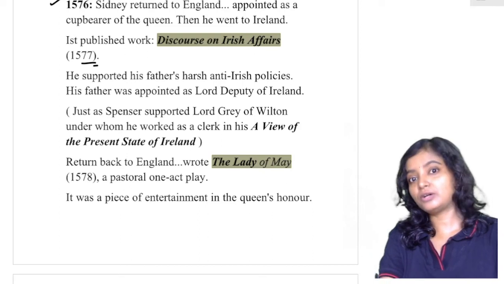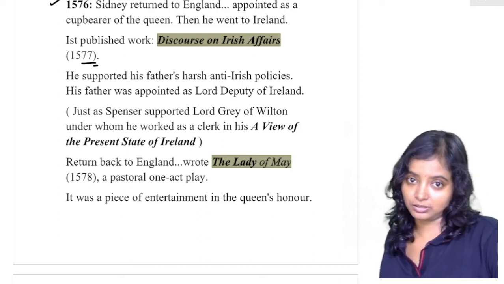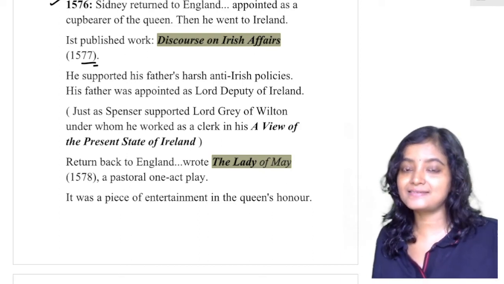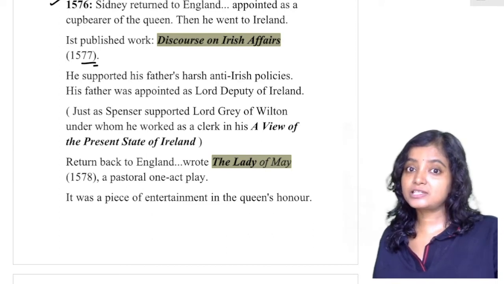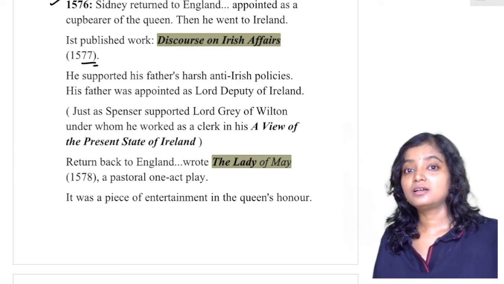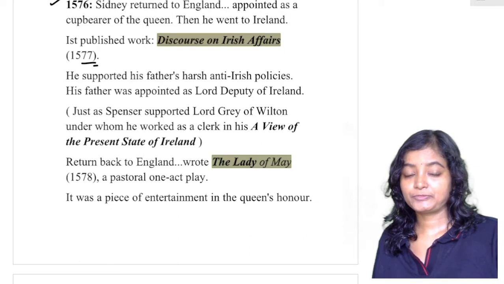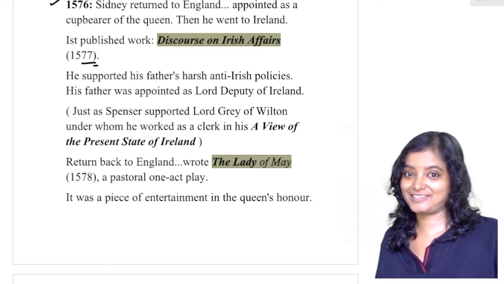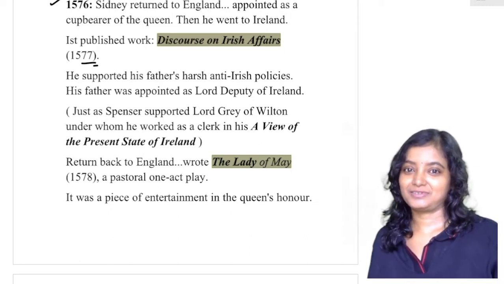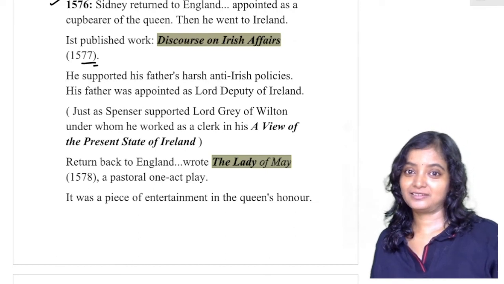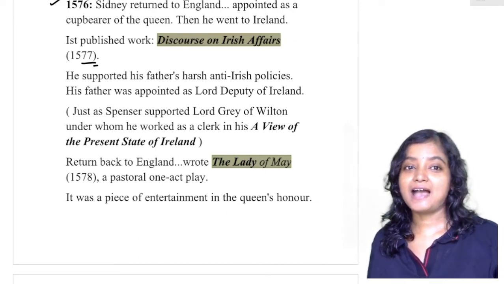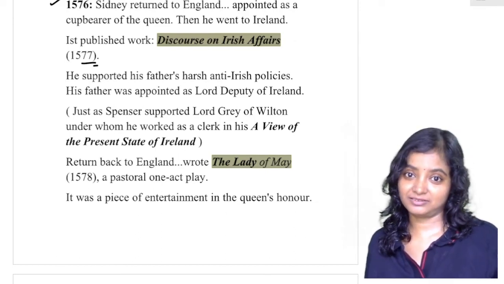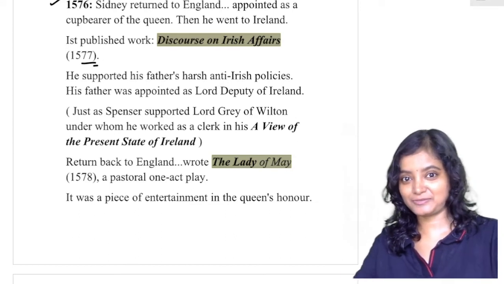When Lord Grey was summoned back to England for his harsh attitude to Irish people, Spenser wrote in support of Lord Grey. So Spenser supported his boss, the Lord Deputy of Ireland, then Lord Grey, and here Sidney supported his father. So there is a similarity between Sidney and Spenser in this respect.